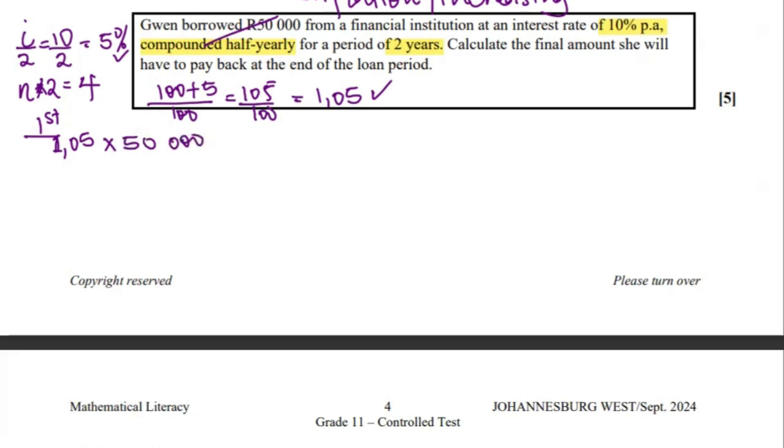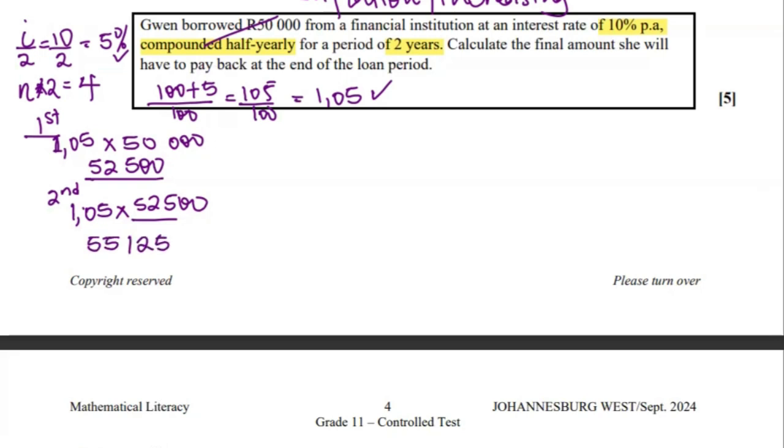So we end up having 52,500 in the first 6 months. Now we go to the second 6 months, I mean the other half. The 1,05 does not change, but the amount here has to change. So we bring in the money that you got in the first half. So here we go to the final answer as 55,125. That is the second half.